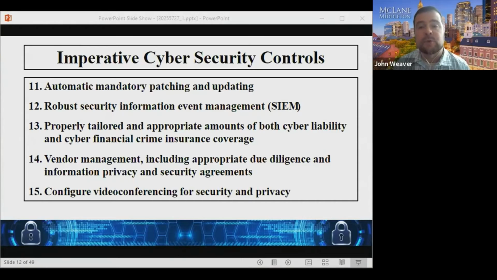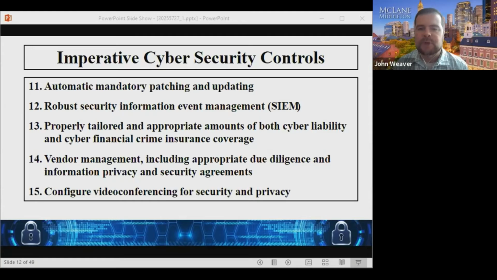Additionally, if you're using older systems that no longer have patching support, they're no longer being updated, you want to move away from those as quickly as possible, because the identified vulnerabilities are no longer being addressed and fixed by the developer, meaning that your systems that employ those older programs are more vulnerable than your newer ones that are being patched and updated.